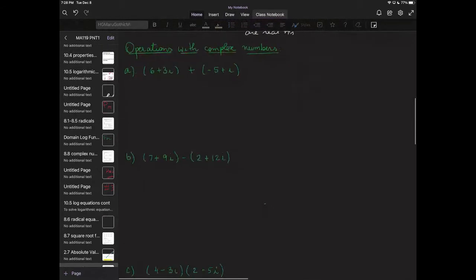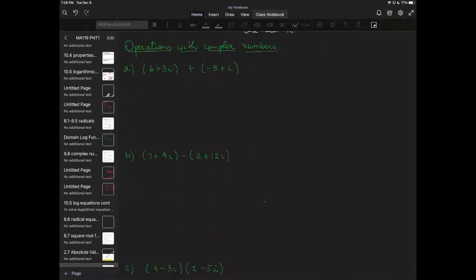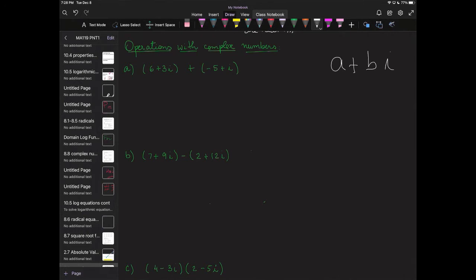So what we want to do quickly is cover operations with complex numbers. Now, a plus bi looks like what we call a polynomial. If you think of i, it's not a variable, it is a fixed number. i is the square root of -1. But if you look at i as if it were a variable, it looks like a polynomial. It's not a polynomial, but it looks like one, meaning we can perform operations with complex numbers as if they were polynomials.